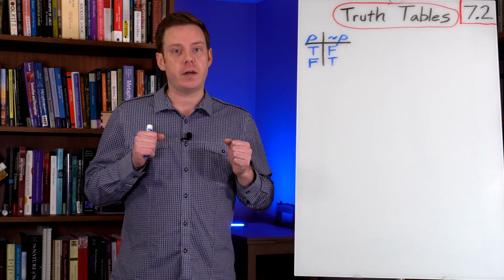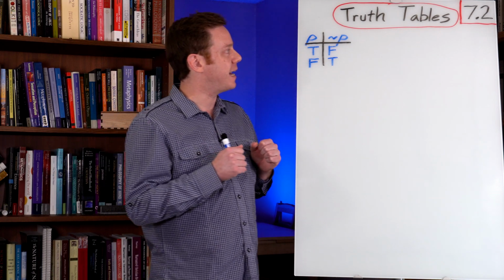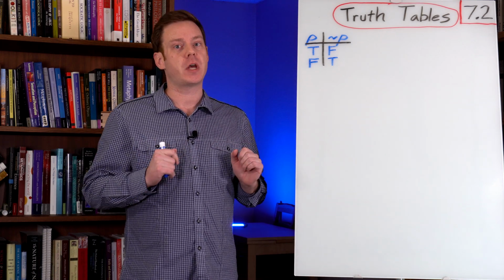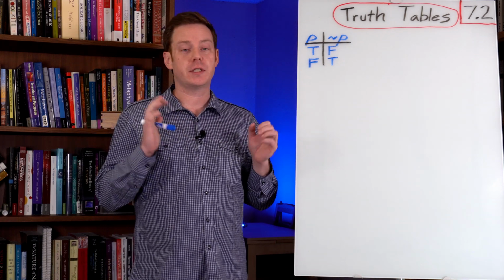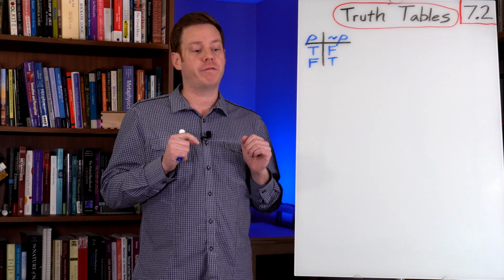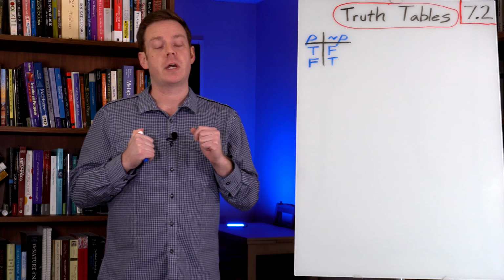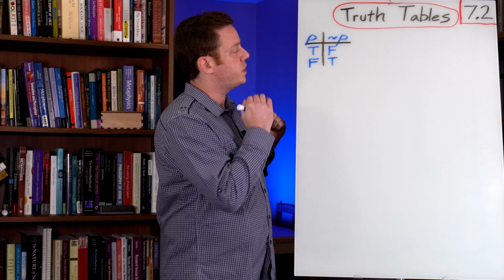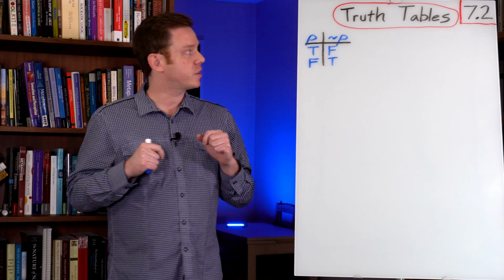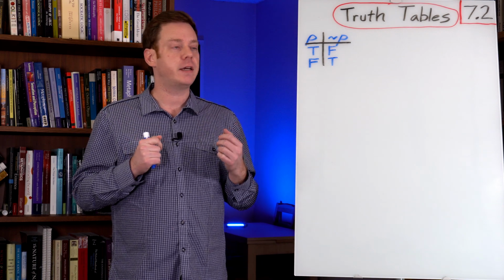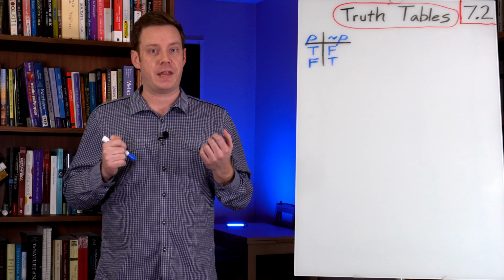Last time we learned how to symbolize English statements into our language of symbols so that we could use those symbolic versions of statements in truth tables. This truth table method that we'll be learning is going to allow us to determine whether arguments are valid or invalid, and it's a very powerful method.